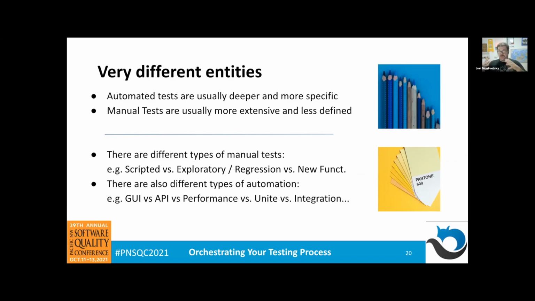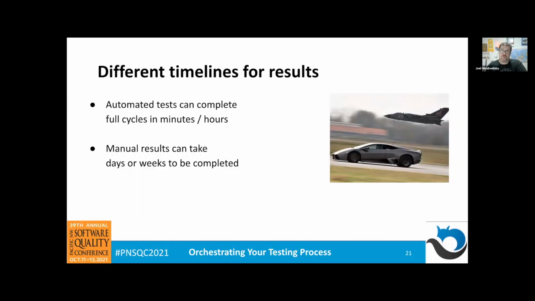Now, even if we look into each one of these types of testing, manual and automated, in themselves, we have a lot of different types of tests. So for manual, we may have scripted versus exploratory or regression versus new feature testing. Whereas for automation, it's even worse than that. You have UI, API, performance, unit test, integration test, you name it. Okay, so even if we try to look into each one of them by themselves, we still have quite a lot of variation. So it's, again, very different what we're trying to do.